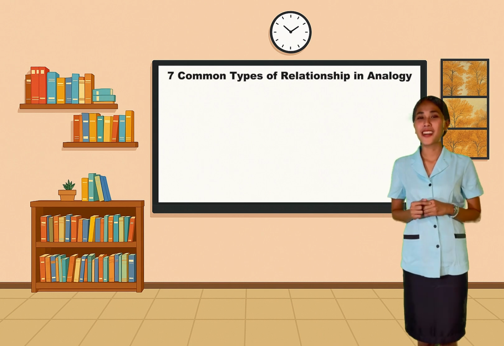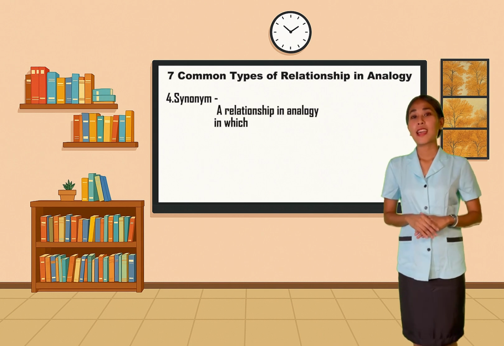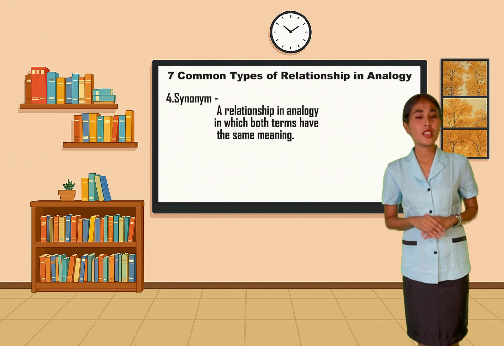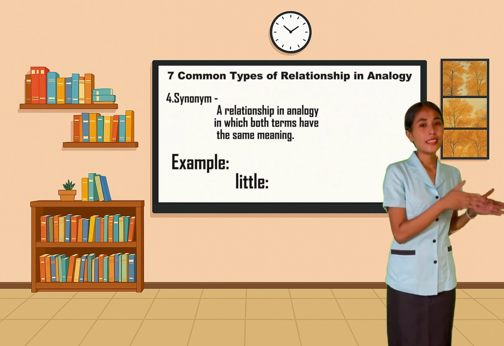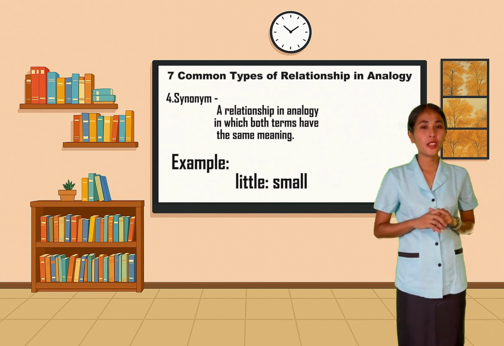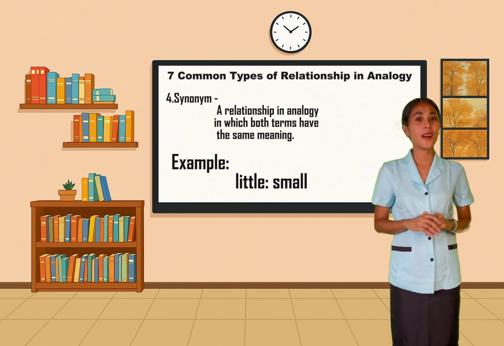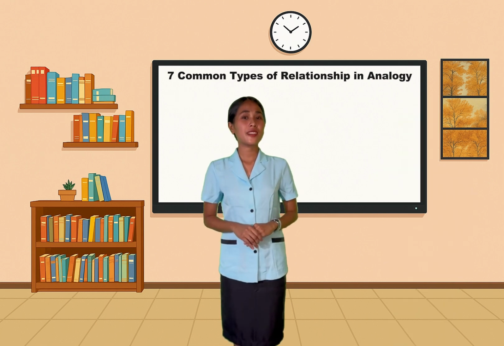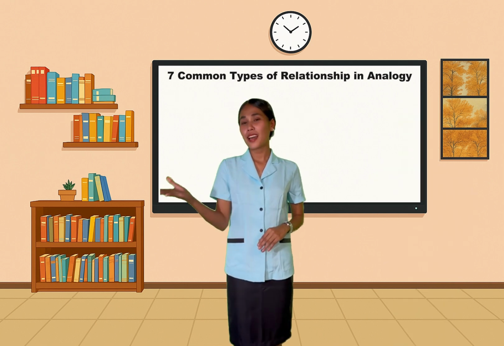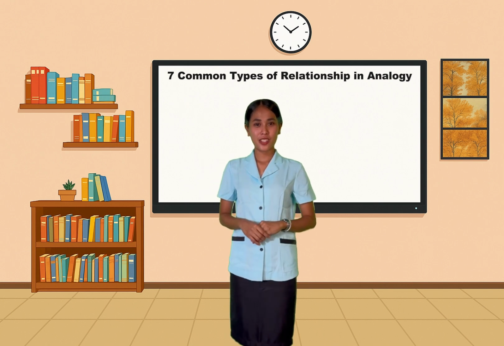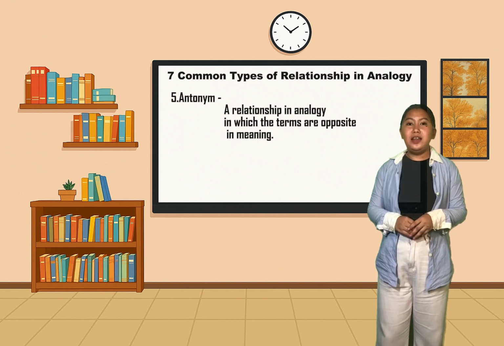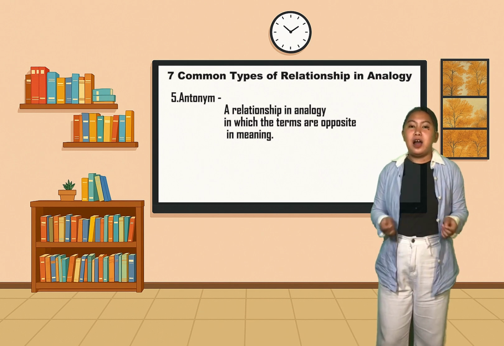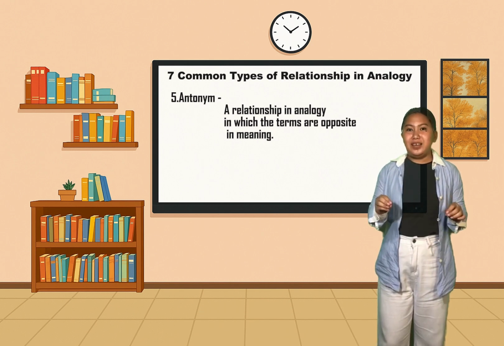Got it? Alright. The fourth one is synonym. A relationship in analogy in which both terms have the same meaning. Example, little, small. Both terms mean the same. Alright? For your next teacher, may I call on Ma'am Eliza to continue the discussion. Antonym. Antonym, a relationship in analogy in which terms are opposite in meaning.